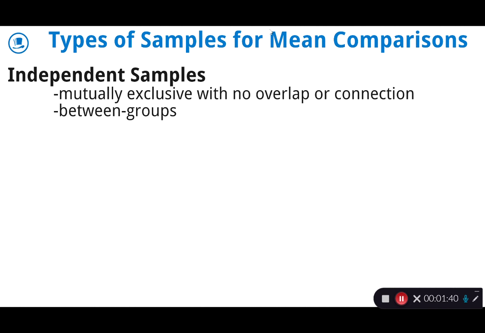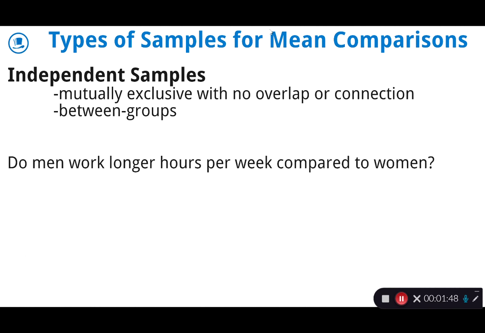Often this is called a between groups test because we test the hypothesis by comparing between two different groups of individuals. For example, we might ask a question about how many hours per week people work. Do men work more hours per week compared to women? That would be independent samples because we have two groups. Someone can only be in one of the two groups. So we would get our measurement, our dependent variable for men, compare it to the dependent variable for women.